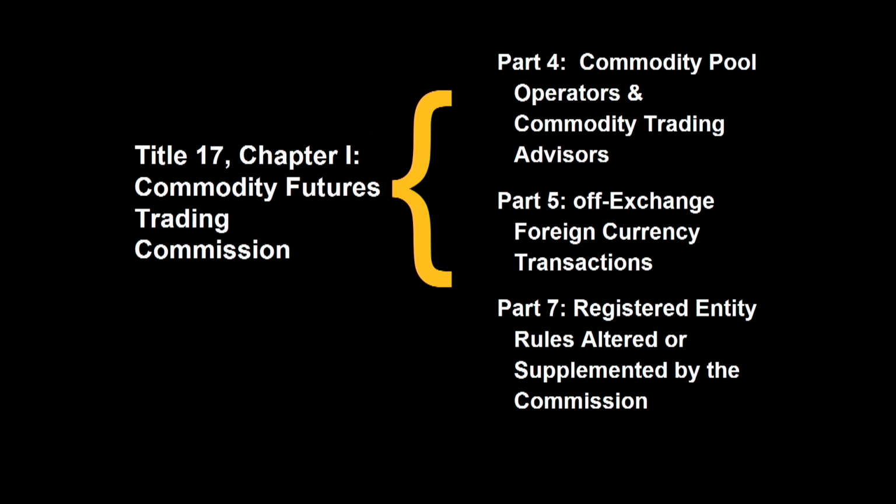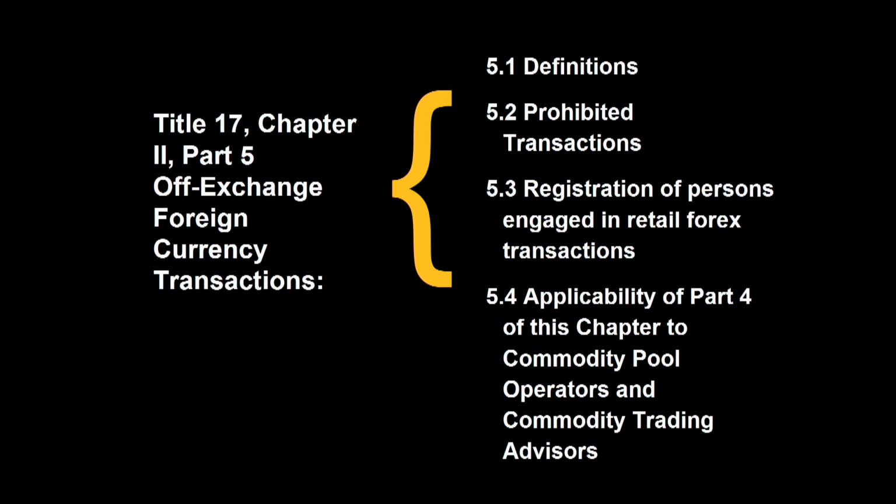Their regulations are divided into topics. Here are a few of those topics. In the CFR, these topics are referred to as parts. Here, Part 5 are the regulations dealing with off-exchange foreign currency transactions. If that's the topic you're researching, you would go to Part 5 to see a list of the individual regulations. Here are the first 4 regulations.